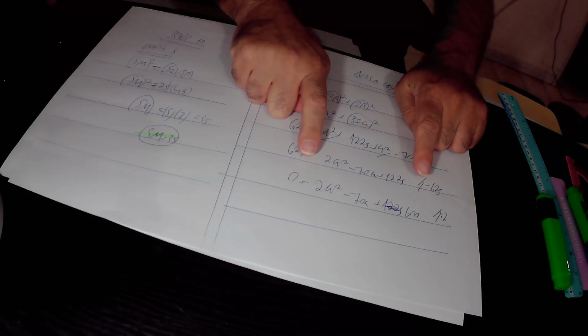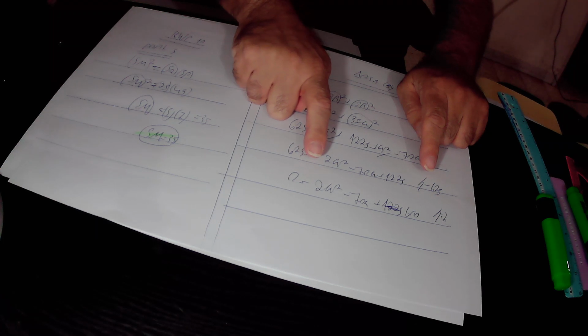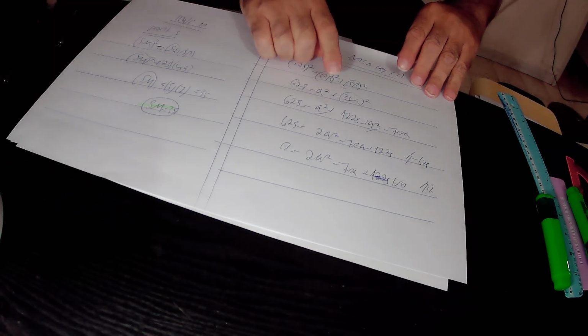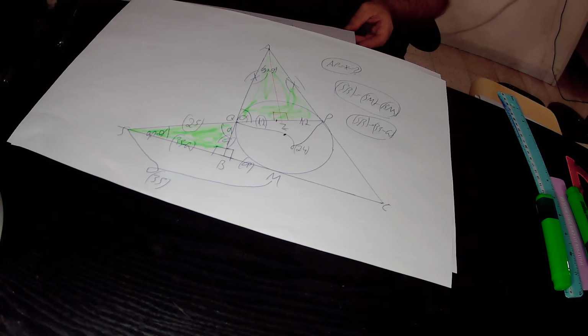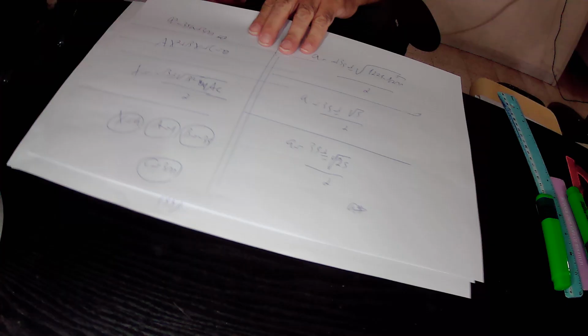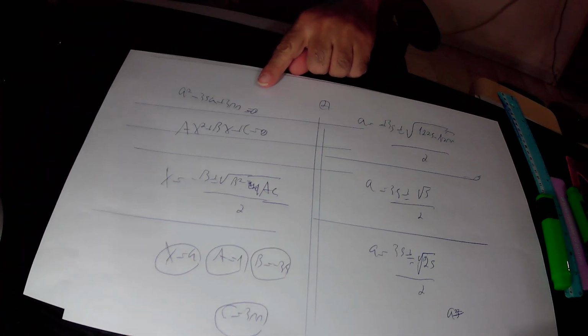Here we divide this equation by 2 and find that 0 over 2 is 0, 2a squared over 2 is a squared, minus 70a over 2 is minus 35a, and 600 over 2 is 300. So in total, we found out that a squared minus 35a plus 300 equals 0.